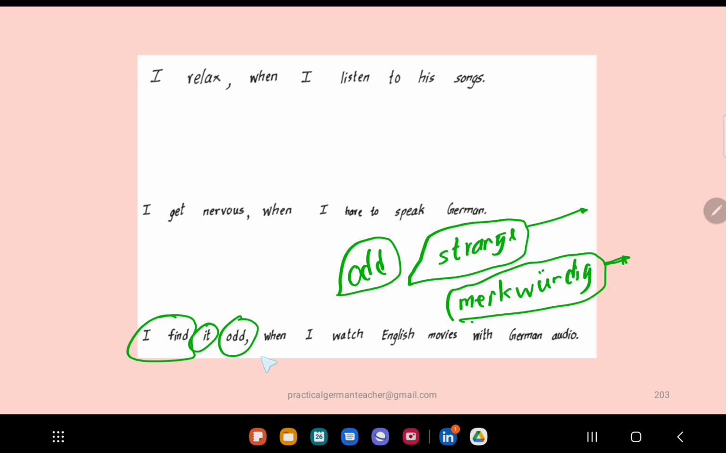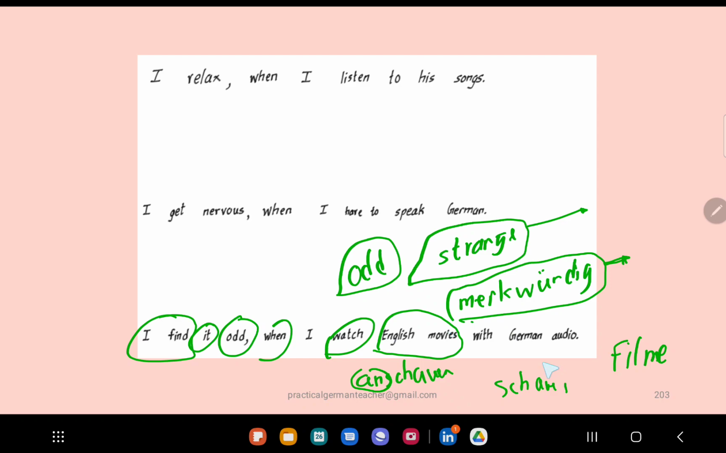Now when I watch English movies with German audio. This sentence looks complicated, but it is not. So you just have to say to watch. How do you say watch? Here the correct verb will be either anschauen or just schauen. Now the object is movies, English movies, so Filme.